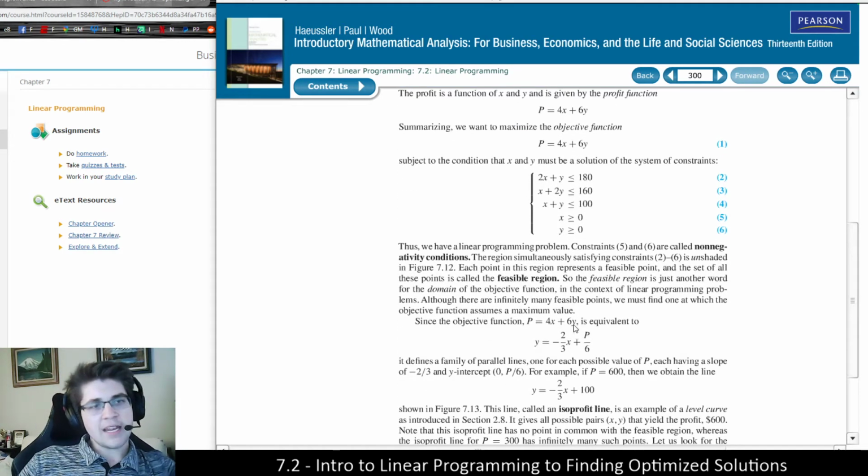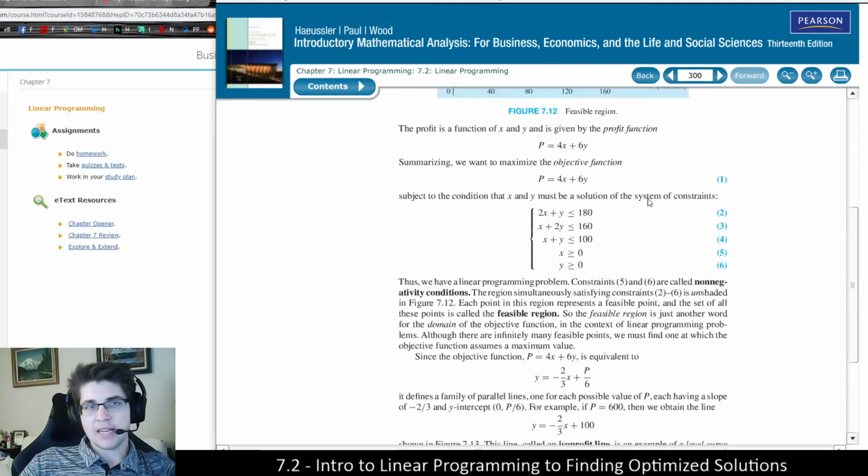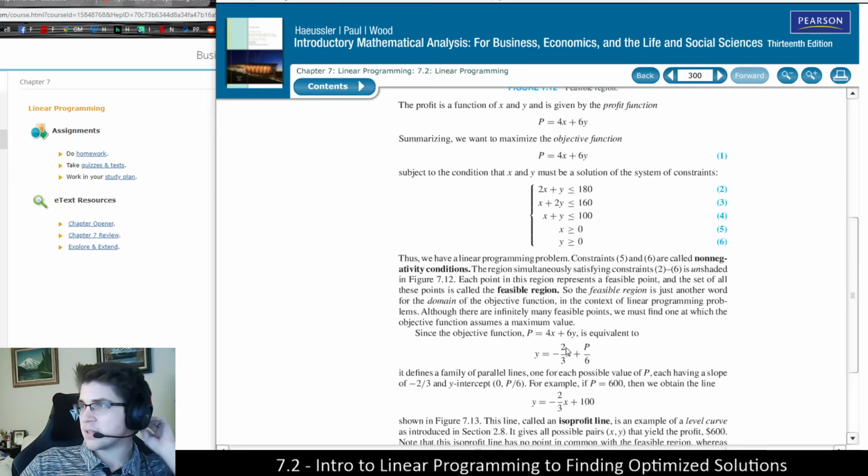So from here, the next idea is what we call an isoprofit line. We could take the line that dictates the profit within our function, and try to visualize what the conditions on the profit could be and how that would look. Basically, if we solve this equation for y, which is what the book does next, we subtract 4x from both sides and divide by 6. That gives us y equals negative 4/6 x plus p over 6, and 4/6 reduces to 2/3.